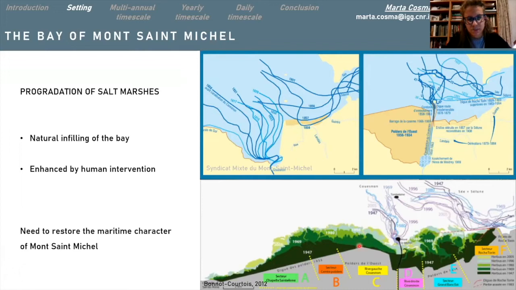And therefore, there is a major accretion of salt marshes in the last 50 years, which makes it necessary to restore the maritime character of the Mont-Saint-Michel area, which is particularly famous and a touristic attraction. They need to do a lot of engineering works to restore the maritime character of this area.